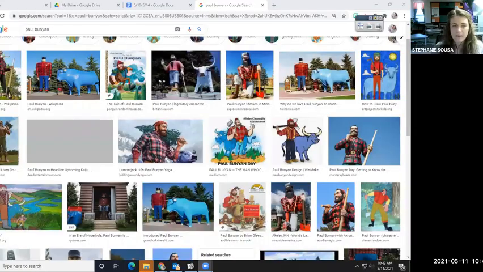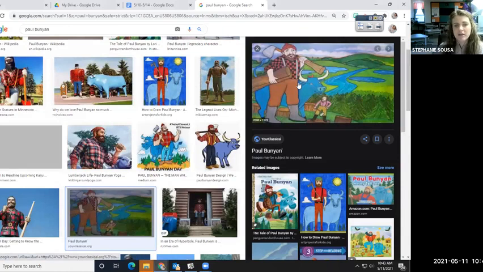Paul Bunyan is one example of a fairy tale. I apologize, of a tall tale. And it is a legend of a very, very, very large man with a large pet blue ox. And he apparently has gotten a lot of credit for crazy things. Like this river right here, Paul Bunyan created that river by dragging his axe from a lake so that his ox could drink. Did that actually happen? No, but that's what the legend says.